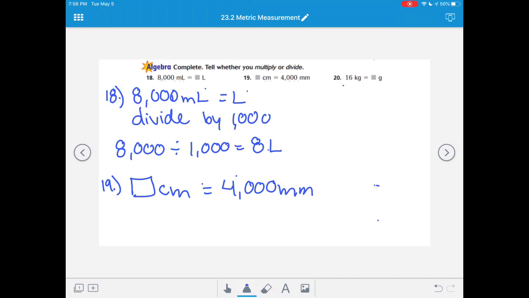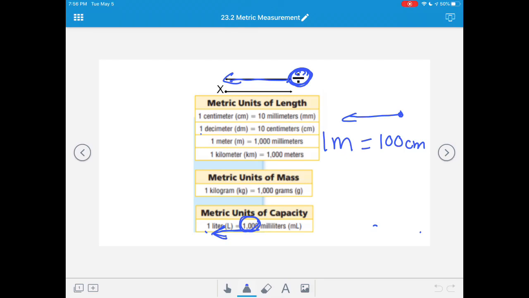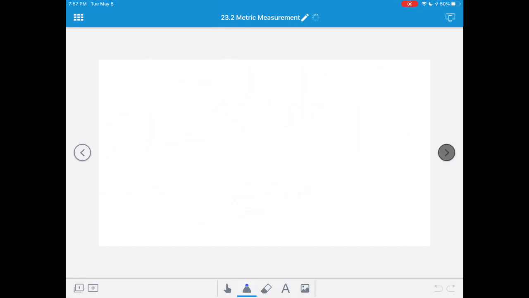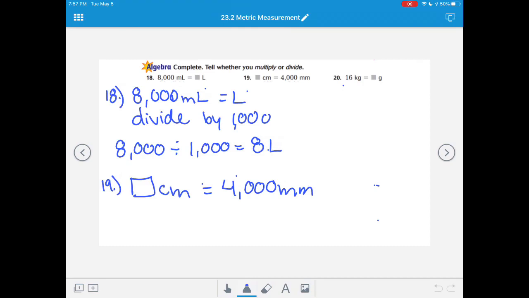4,000 millimeters. So again, let's take a look at our chart. Going from millimeters to centimeters, I see that conversion is here at the top, millimeters to centimeters. So again, when I'm going from something smaller to bigger, I'm going to use division. I'm going to divide by 10 because 1 centimeter is equal to 10 millimeters. So I'm going to divide by 10.